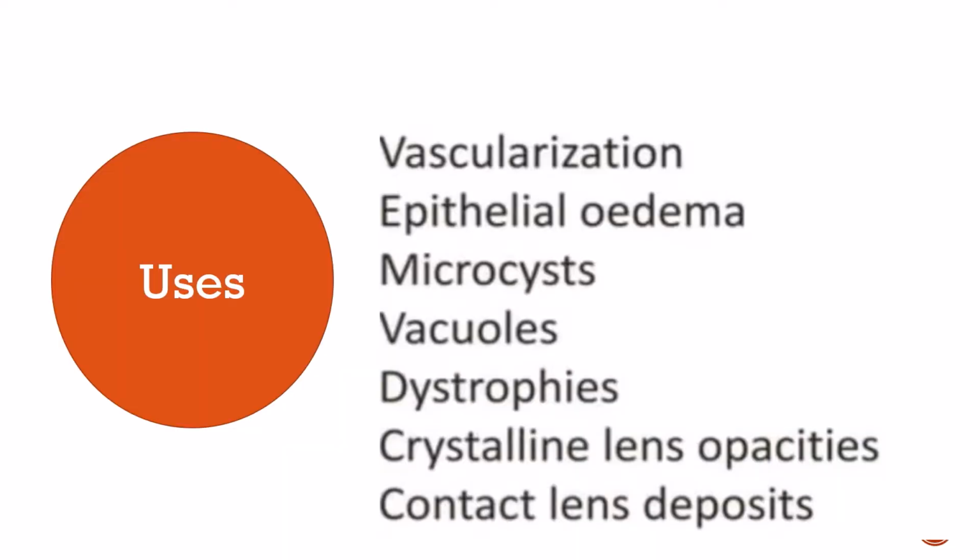Now, this indirect retroillumination of the iris is used for a lot of purposes. It is used to detect the vascularization of the cornea, sometimes epithelial edema, which might be missed on a diffuse illumination. That can be made out using the indirect illumination from the iris. Then small cysts on the cornea, vacuoles, corneal dystrophies. Then again, when we go to the lens, crystalline lens deposits can also be seen using this, and contact lens deposits.